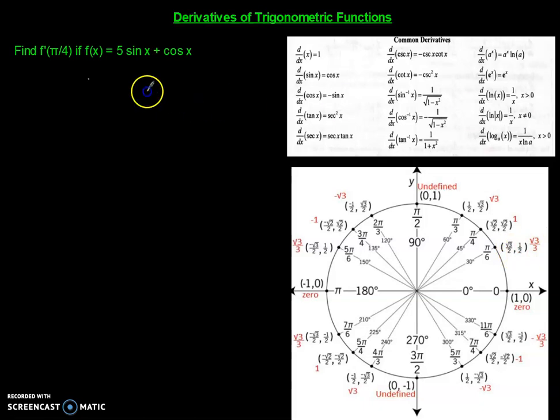So we're going to start here. We're given a function f of x. They're asking for f prime of pi over 4. So f prime means that you're finding the derivative. So I'm going to start there.